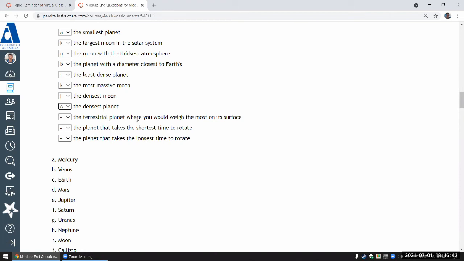The terrestrial planet where you would weigh the most. Here the important thing is terrestrial. With the gas giants, you don't really have a surface to talk about. So here, I think that's Earth, because all the other terrestrial planets are smaller or slightly smaller. Could be Venus. If I'm wrong, then it's Venus. Planet that takes the shortest time to rotate. I'm going to guess Jupiter. These gas giants spin pretty fast. Yeah, you can look up the data. The planet that takes the longest time to rotate.